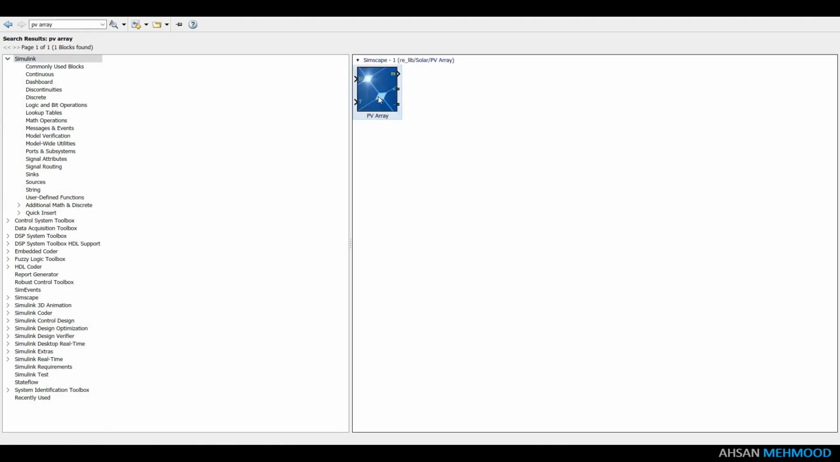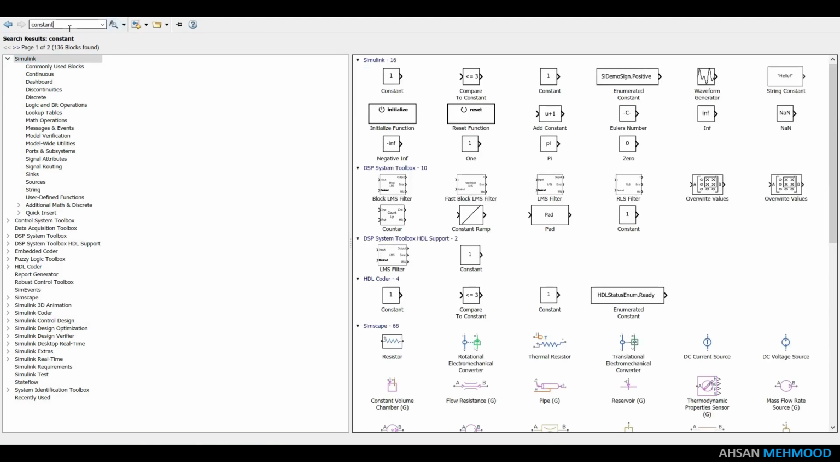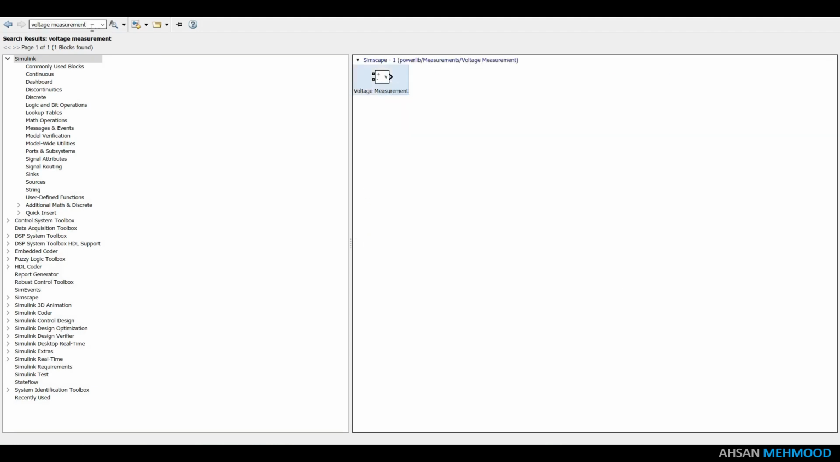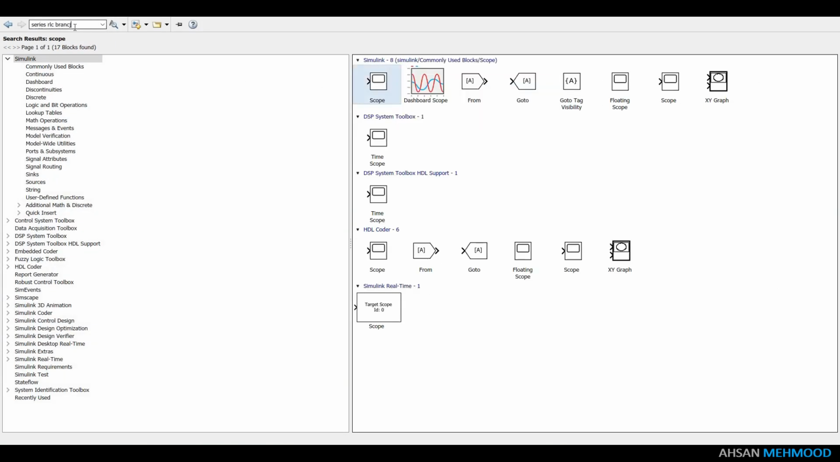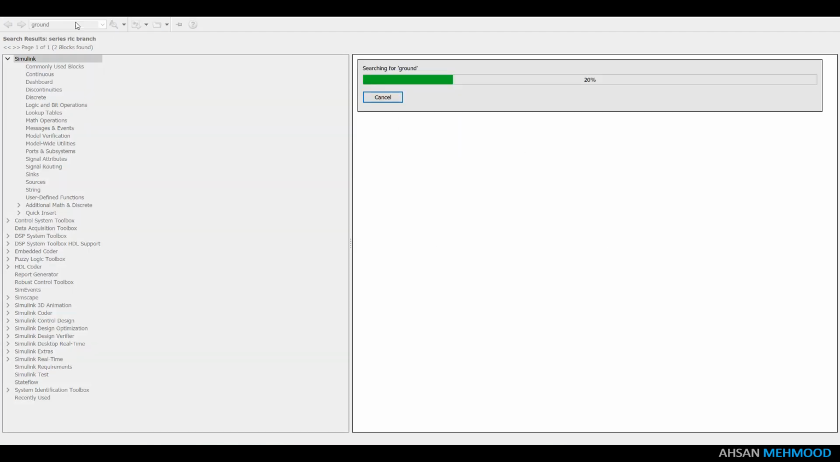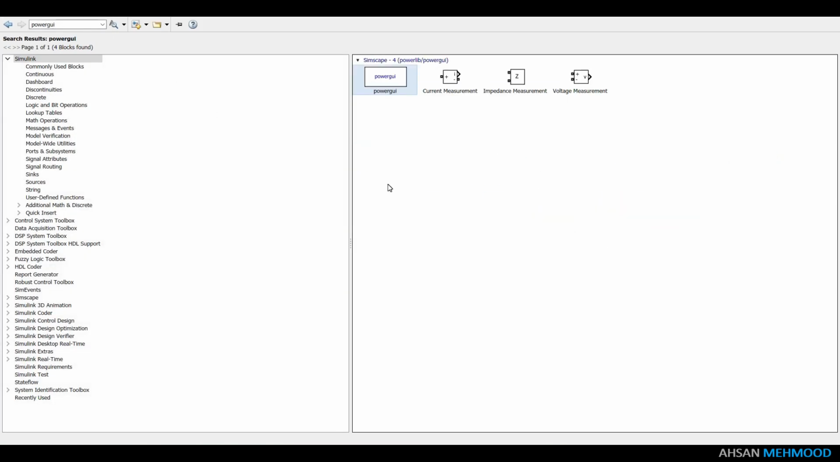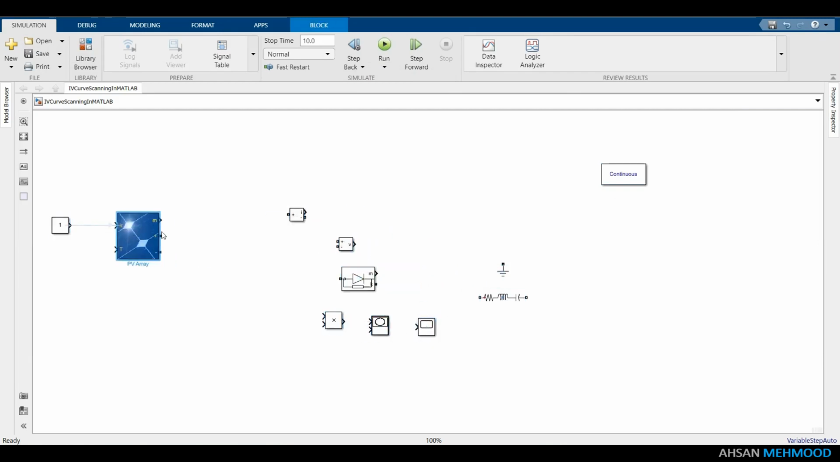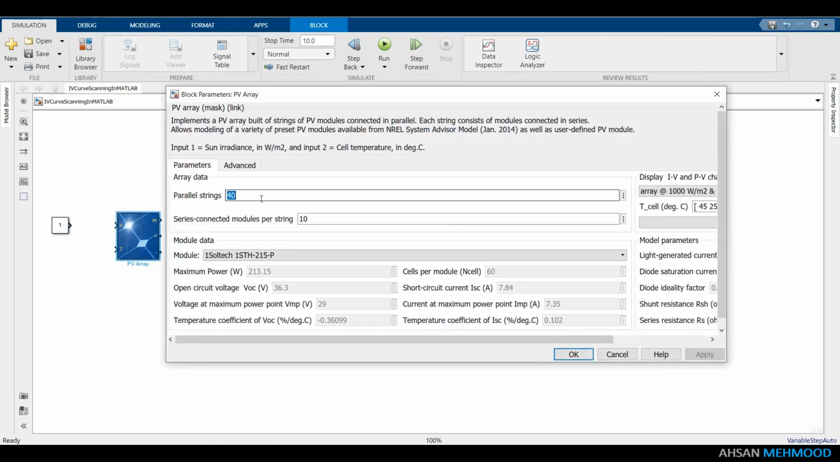The first block is PV array. The second is constant block. Then add diode, voltage measurement, current measurement block, product block, XY graph, scope, series RLC branch, ground, power GUI. Once you have added all of the components, set block parameters of PV array as presented on the screen.